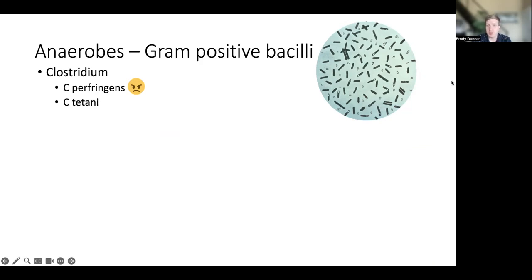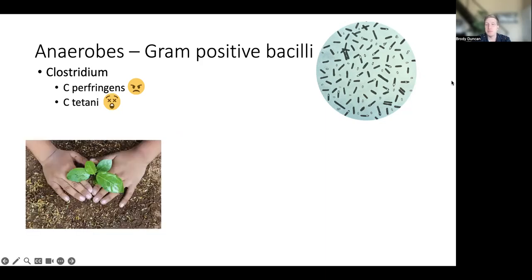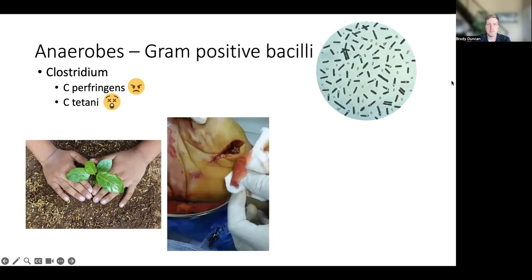There's a few other Clostridia to be aware of. Clostridium tetani is obviously the organism that causes tetanus, and this is particularly aggressive and life-threatening. It's actually more of an environmental organism. That's why we always think about it in association with rusty nails, stuff like that.